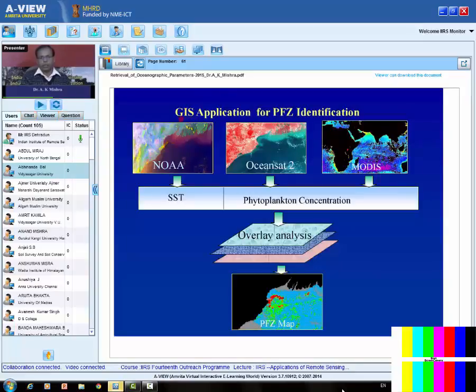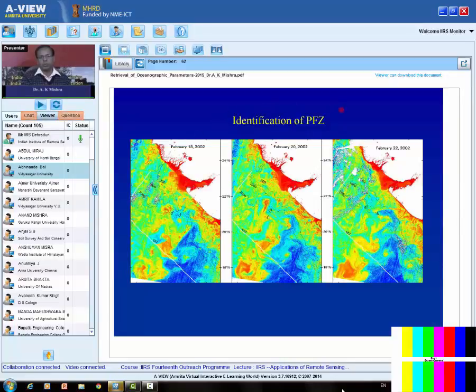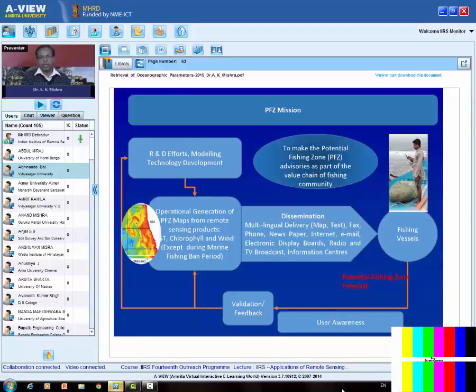And one of the applications is PFZ identification. We take sea surface temperature data and chlorophyll data from Oceansat-2 and MODIS, and we can overlay them and carry out the GIS analysis, find out the frontal regions, eddies and meanders, etc. And you can identify the potential fishing zones and inform the fisherman community. This is carried out mainly by INCOIS, and this is the PFZ mission.